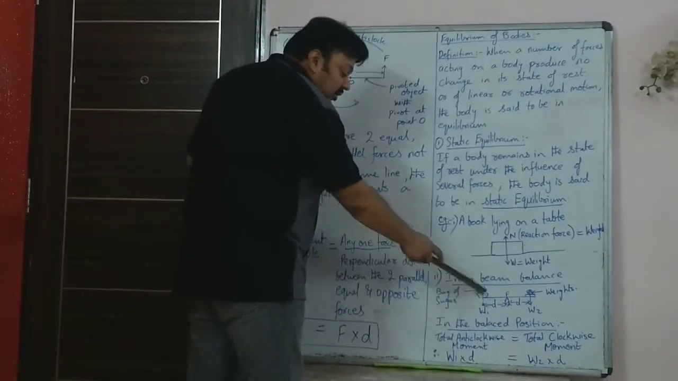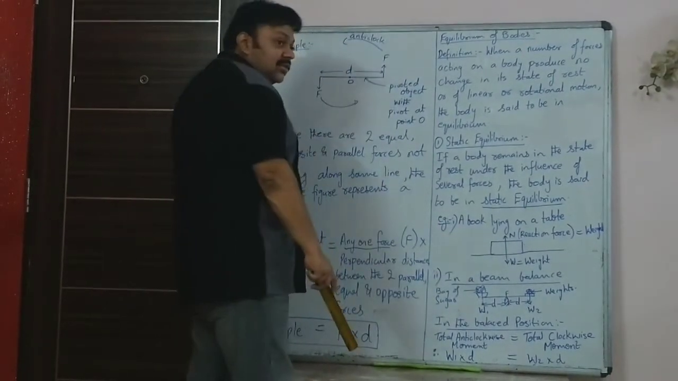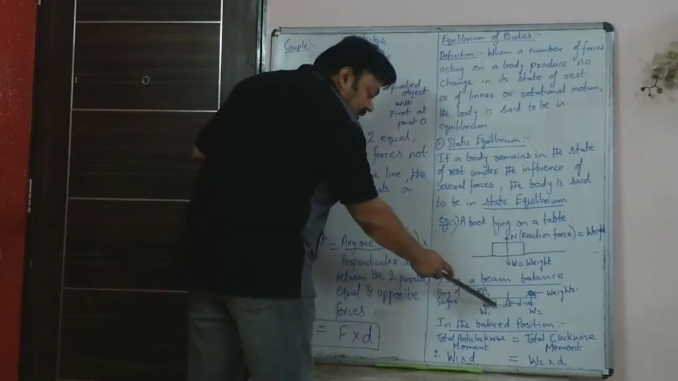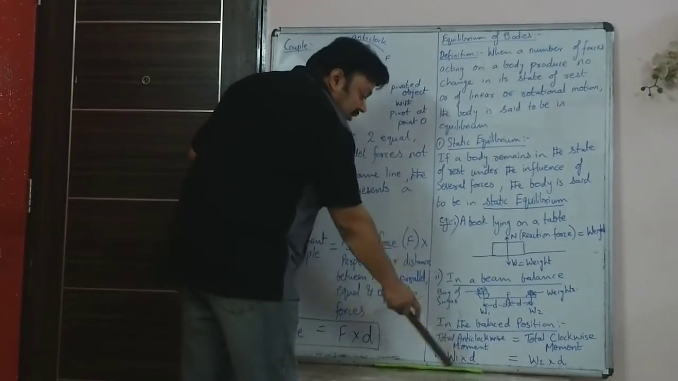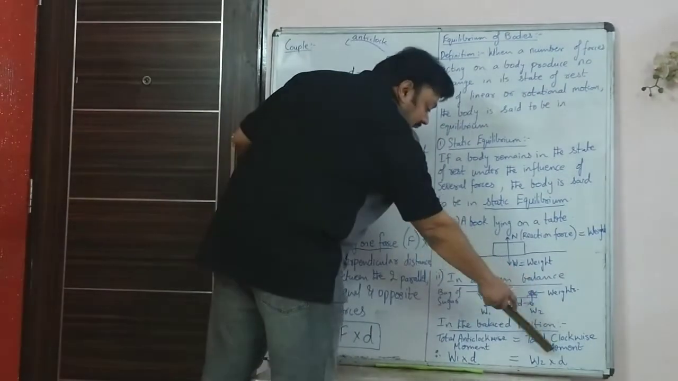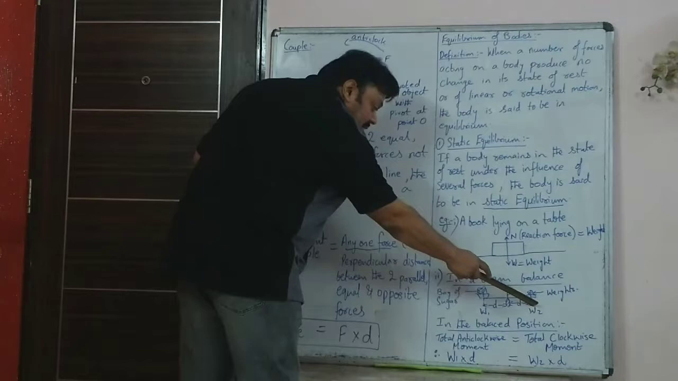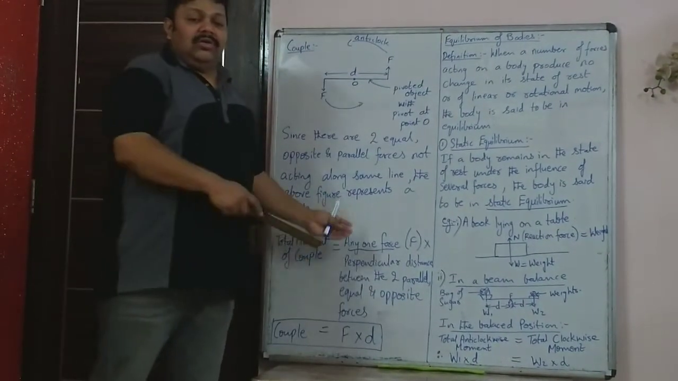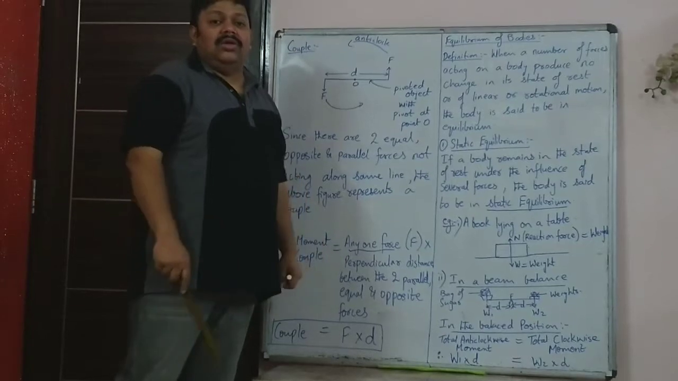What is moment of force? Force into perpendicular distance between force and pivot. So W1 into this distance d is equal to W2 into the distance d. So total anti-clockwise moment is W1 into the distance d. So d and d will cancel. So that's why W1 will be equal to W2.